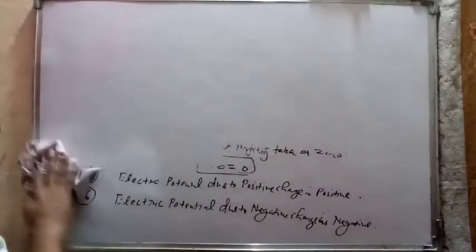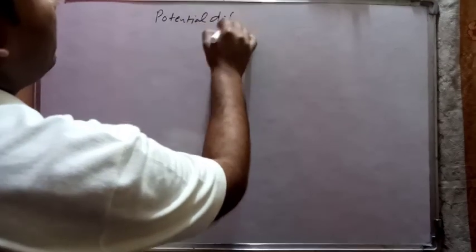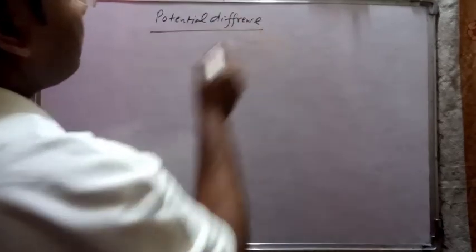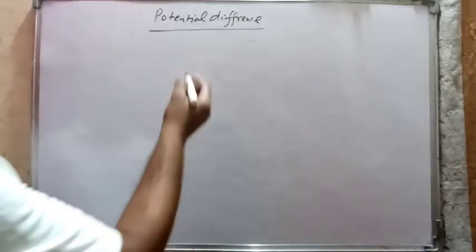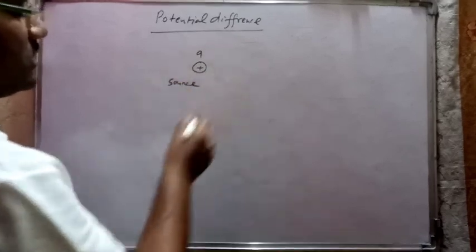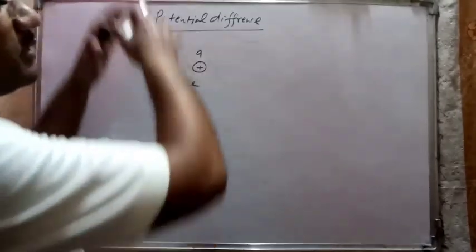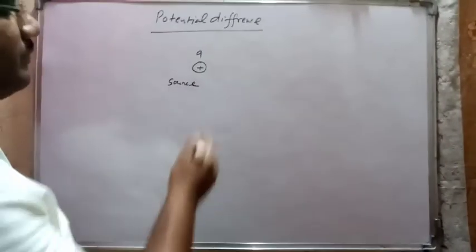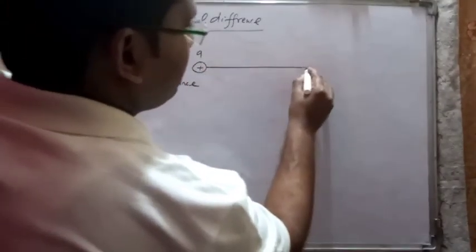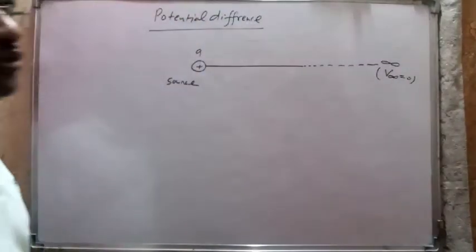Next topic is the electrostatic potential difference, or potential difference simply. What is the concept of potential difference? Here we take a source charge. If there is a source charge, then there is an electric field around it. And now here we take a line up to infinity. This one is the infinity. At infinity, electric potential is 0.